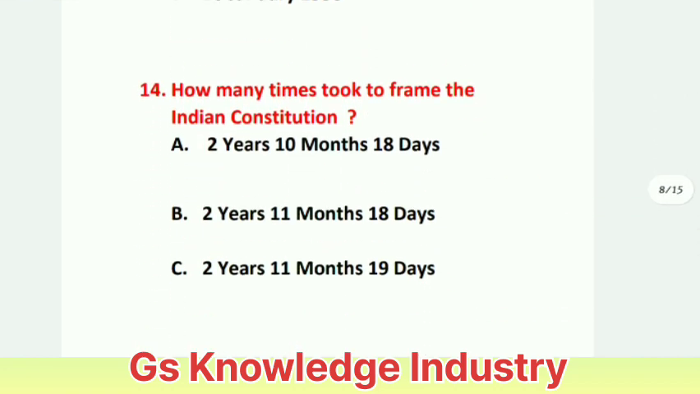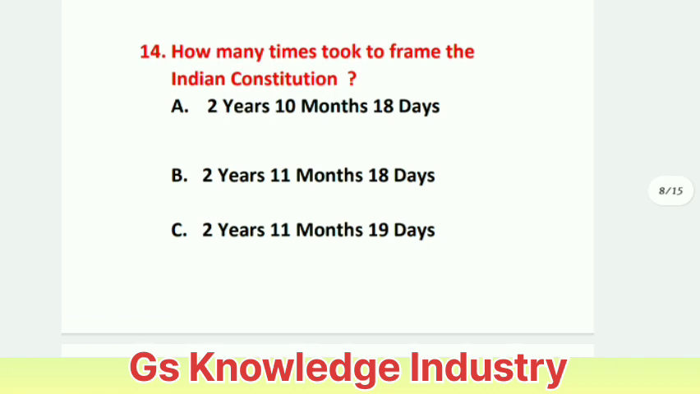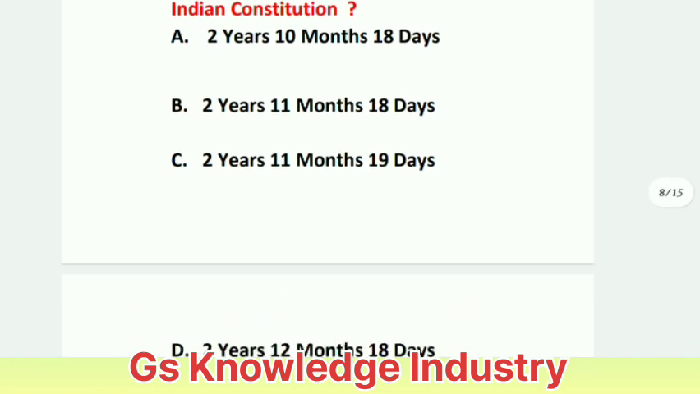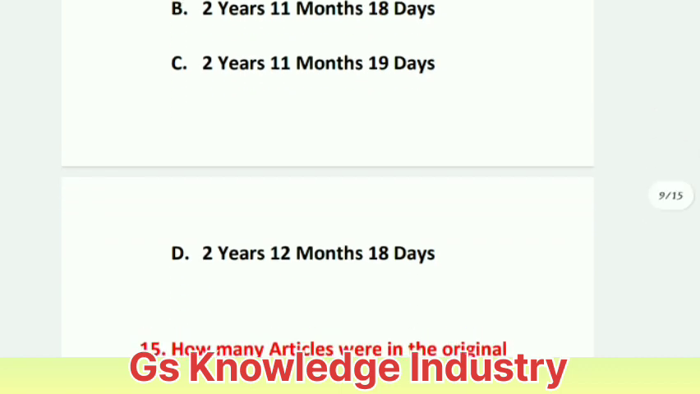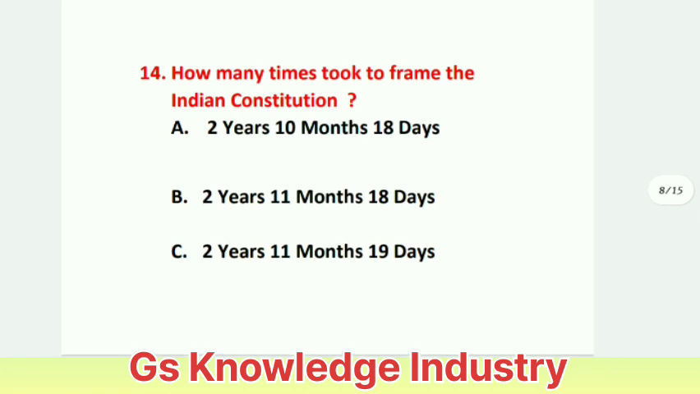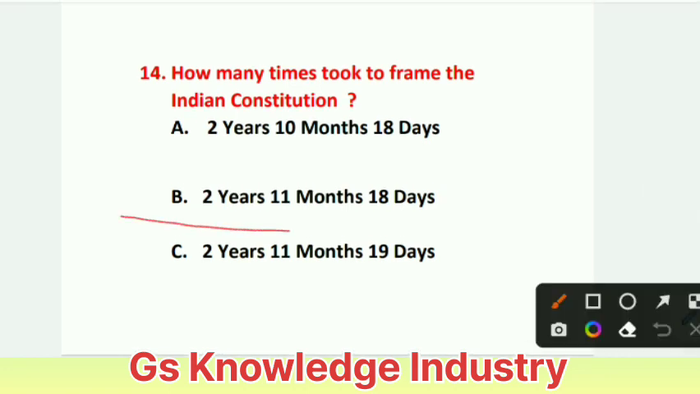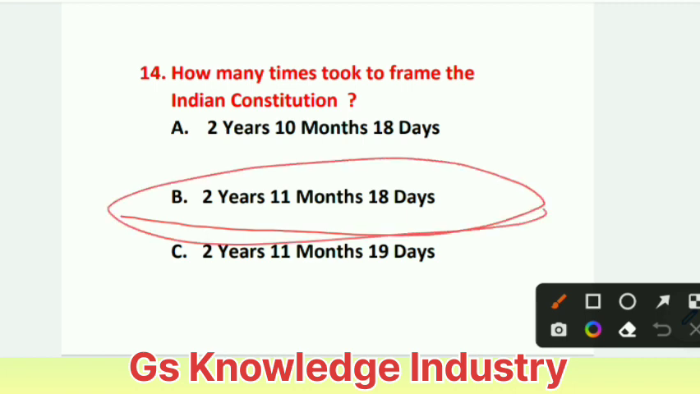14 number question. How much time did it take to frame the Indian Constitution? Option A, 2 years 10 months 18 days. Option B, 2 years 11 months 18 days. Option C, 2 years 11 months 19 days. Option D, 2 years 12 months 18 days. Here the right answer is 2 years 11 months 18 days. So the correct answer is option B.